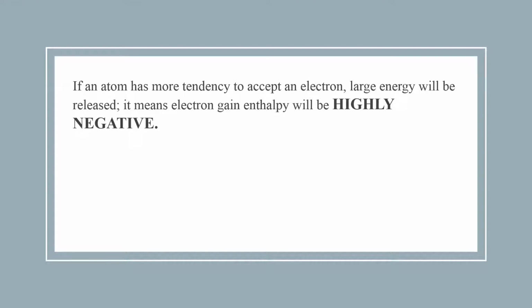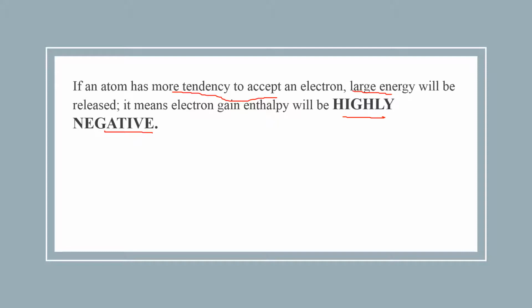Here, if an atom has more tendency to accept an electron, large energy will be released, and it means the electron gain enthalpy will be highly negative. If an atom's tendency is to accept more electrons, then that much more energy will be released. So with more tendency to accept electrons, the larger energy will be released. And this means that the value of electron gain enthalpy will be highly negative.